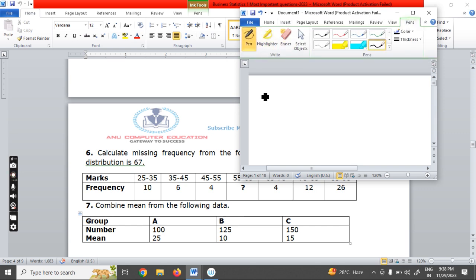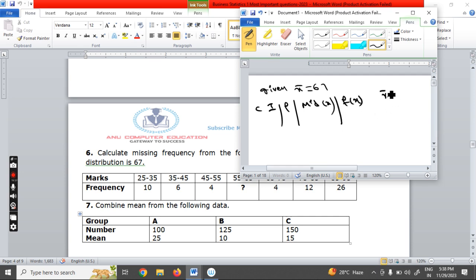Now the mean is given, what will you write here? Mean x bar is given as 67. What we have to do for this problem: the class intervals are given and frequencies are given, so calculate the mid value x and do the calculation of f into x. So what is the mean formula? X bar is equal to summation fx by N.